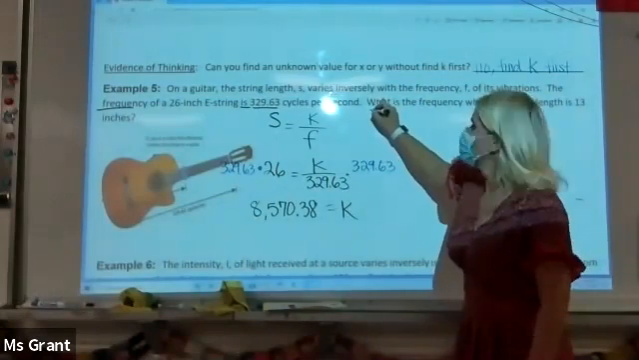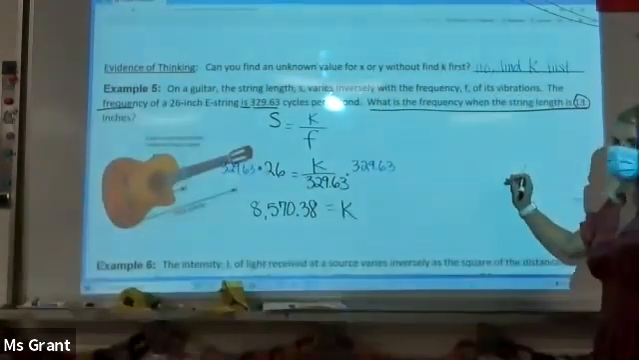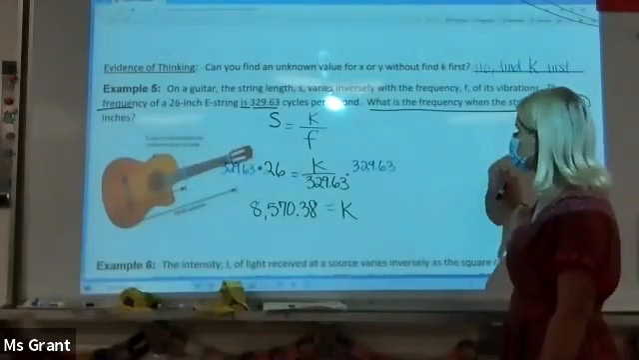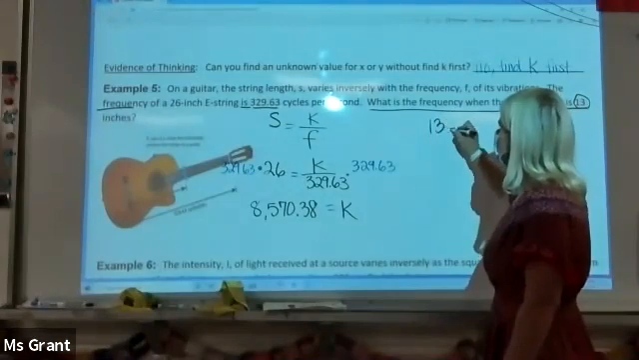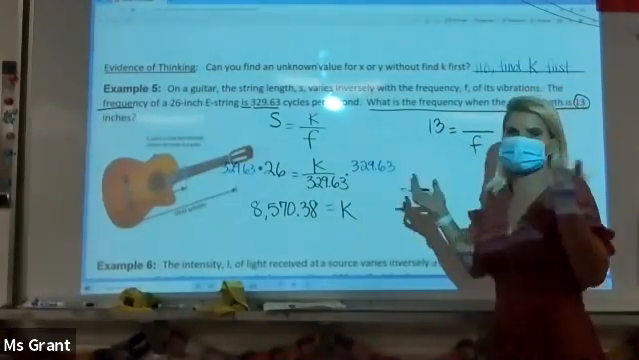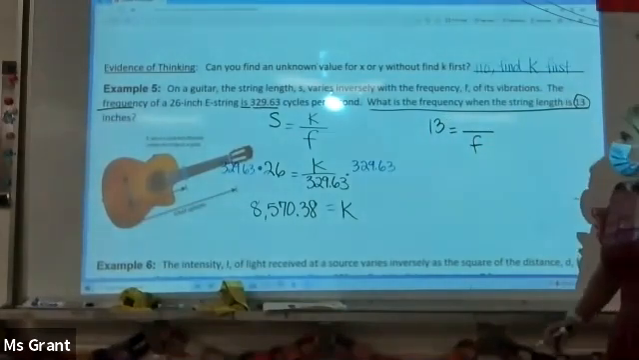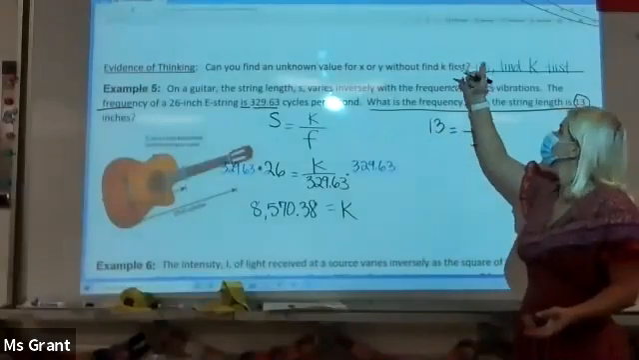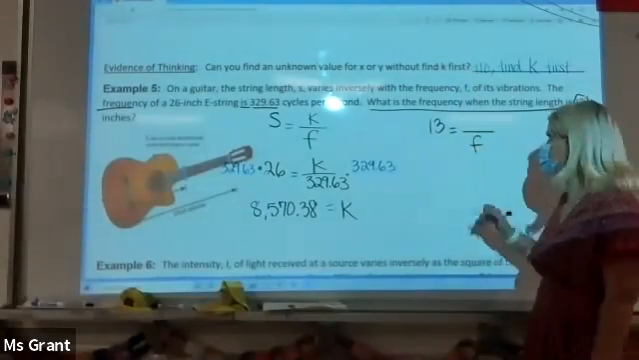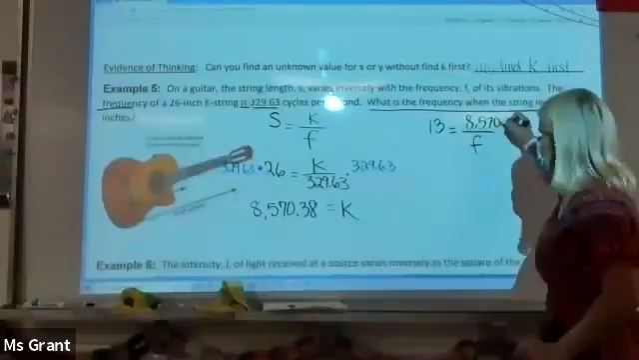Here's my next question. What is the frequency when the string is 13? If my string length is 13, what is the frequency? Can I solve for one of the unknowns without the constant? No. But the constant, 8,570.38.